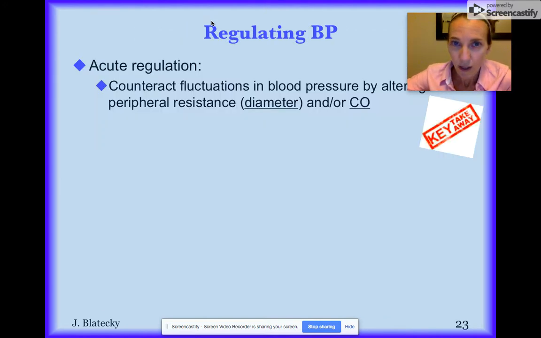So when it comes to regulating blood pressure, I'm really going to focus on acute mechanisms here, meaning what tools do we have at our disposal in a short-term situation to help us lower blood pressure or raise it.